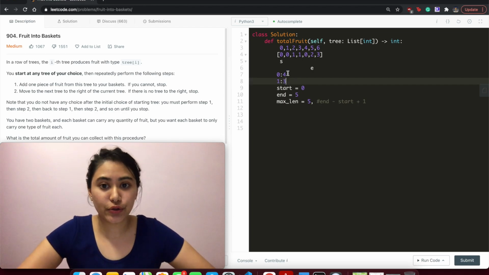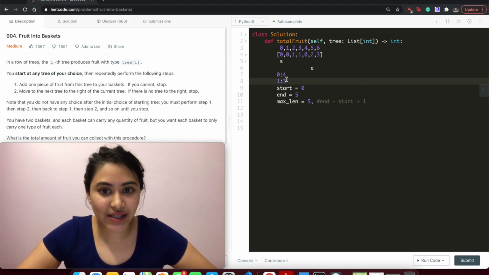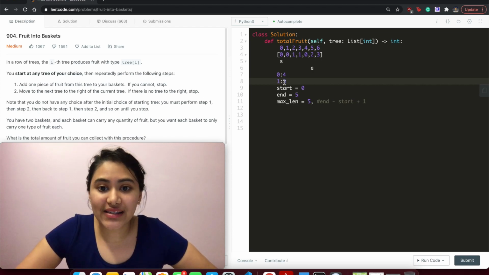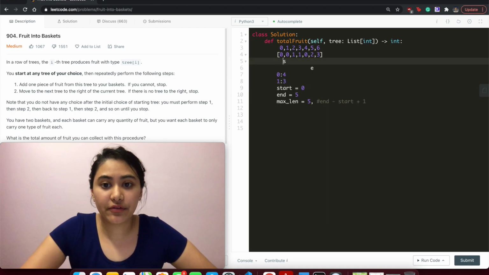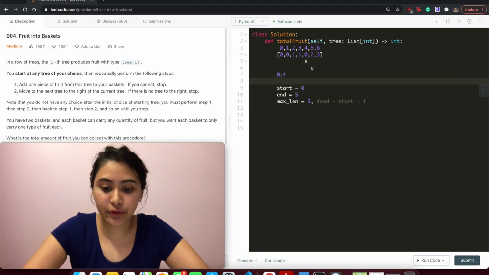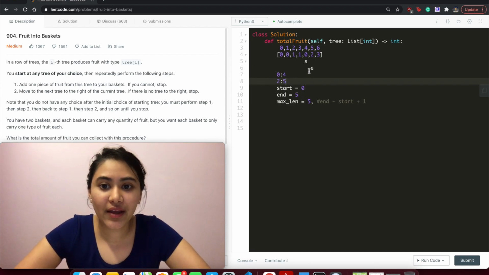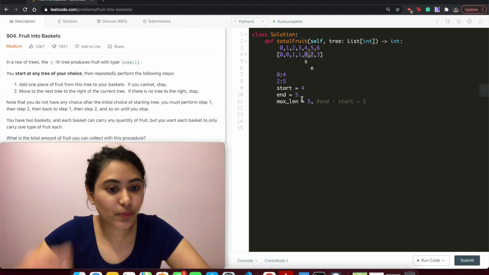So what we're going to do is have a new start point after the least recently seen fruit, which was at index 3. So start now moves to 4, and we get rid of fruit 1 and introduce fruit 2 at index 5. Now our start is at 4, end is at 5, and our length is 2, not greater than max length, so we don't update max length, and continue this process again.